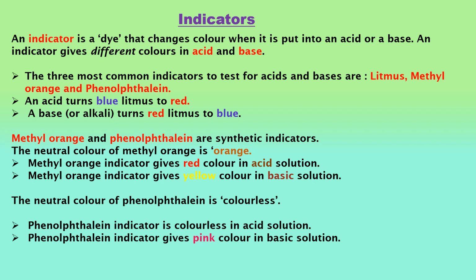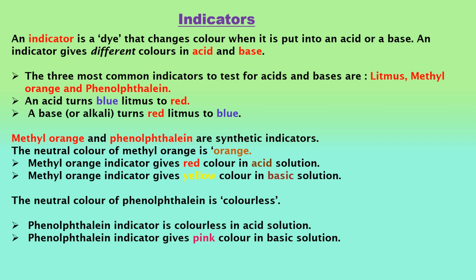Litmus is a natural indicator, whose neutral color is purple. It is made into blue litmus and red litmus for the sake of convenience in detecting color change when an acid or base is added to it. But methyl orange and phenolphthalein are synthetic indicators.